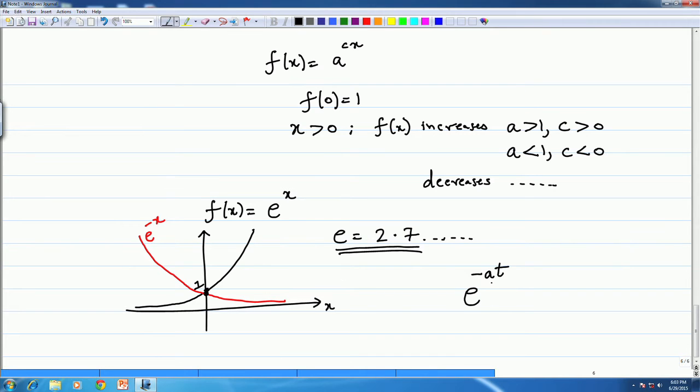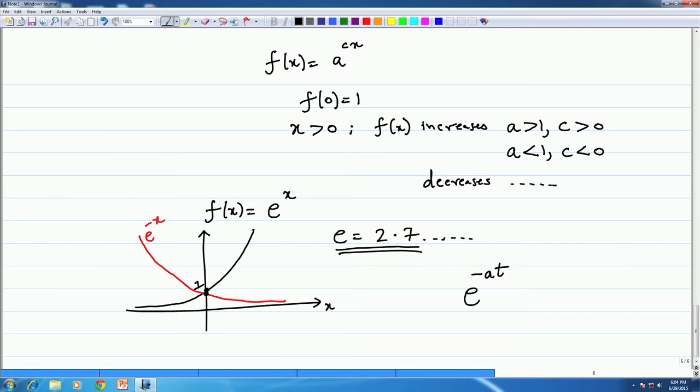If a is positive, this is going to start at 0 and decrease as time goes forward. If a is negative, this is going to start at 0 and increase as time goes forward. Okay. So, this kind of function you should be very comfortable with, and the exponential function will play a crucial role again and again in this class.